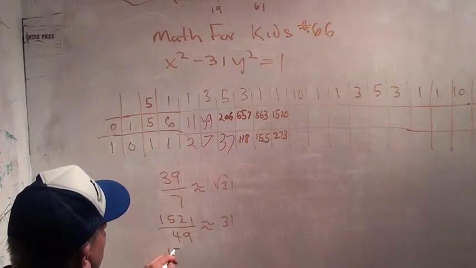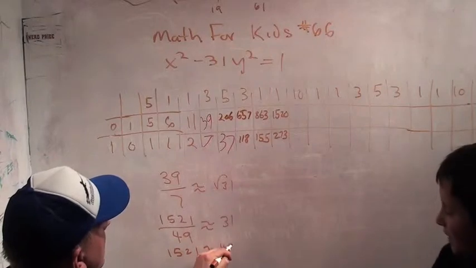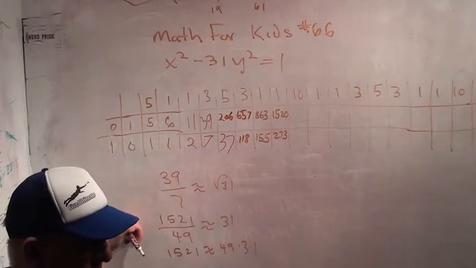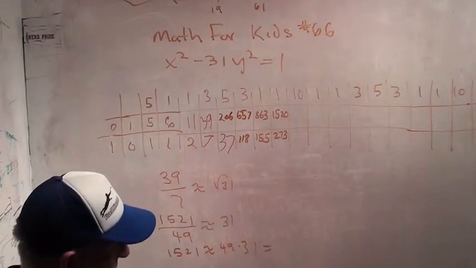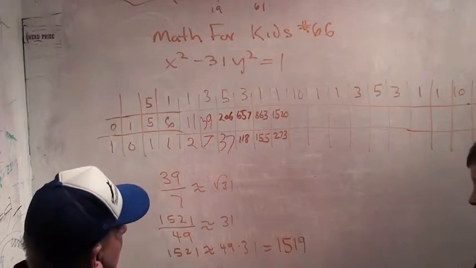But I did check what this means. 1,521 would be approximately equal to 49 times 31. Remember, I can multiply both sides of the fraction by 49. And 49 times 31 is 1,519. That's close. That is close.